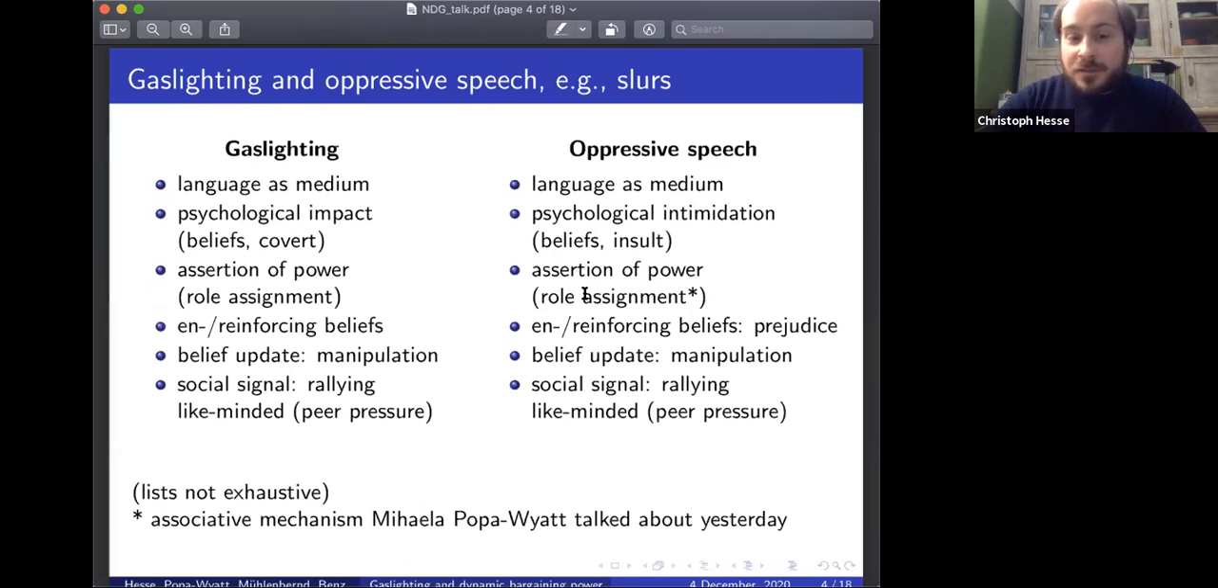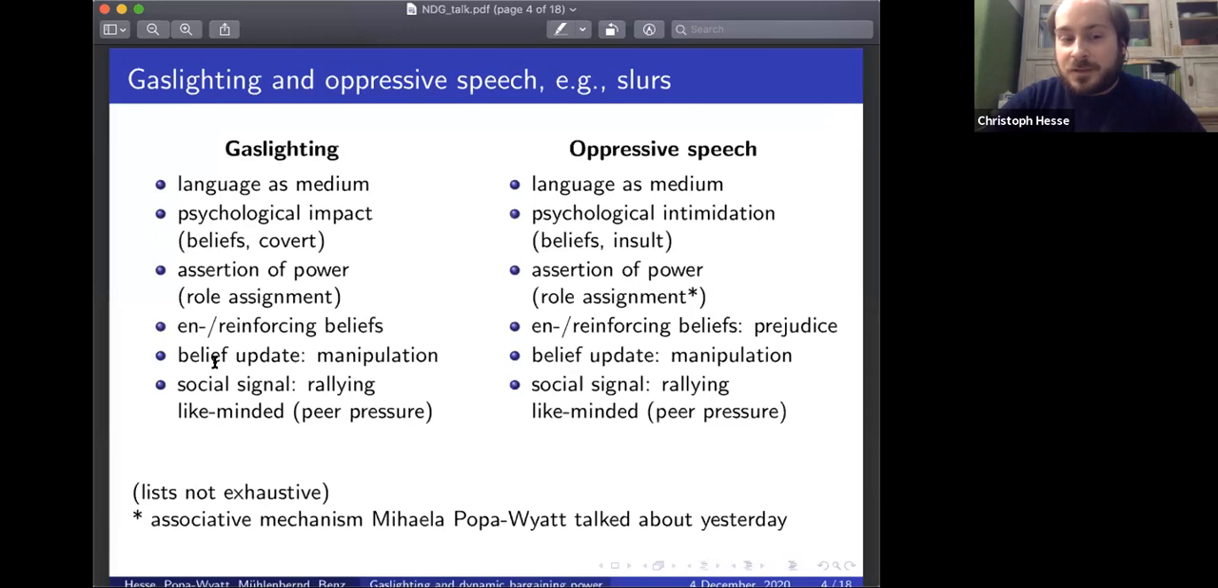They're both definitely about role assignment and assertion of power in the way that Michaela talked about it yesterday. So there's a back and forth between social roles and conversational roles and back to social roles. They're both about reinforcing or enforcing certain beliefs. In the case of oppressive speech, those beliefs are most definitely prejudiced. In gaslighting, it can be all sorts of beliefs, whatever the perpetrator is trying to convince the victim of. But still, it's very similar, right?